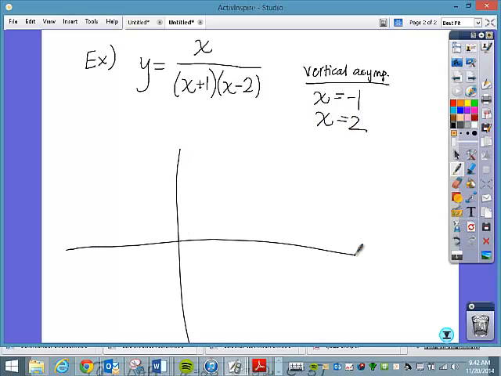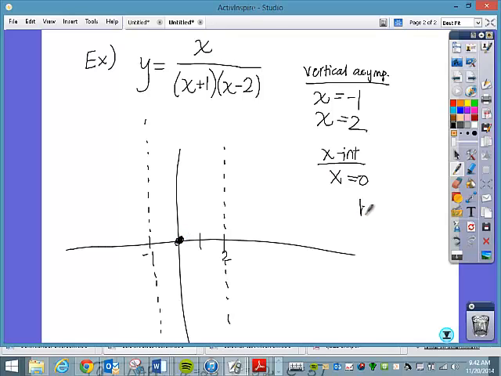So here's my graph. Here's 2. I'm going to have a vertical asymptote at x equals 2, and a vertical asymptote at x equals -1. Alright, where do I have an x-intercept or a 0 or a root, whatever you want to call it? I check my numerator and see where my numerator would be equal to 0, which is at x equals 0. So right here, I'm going to have a point.